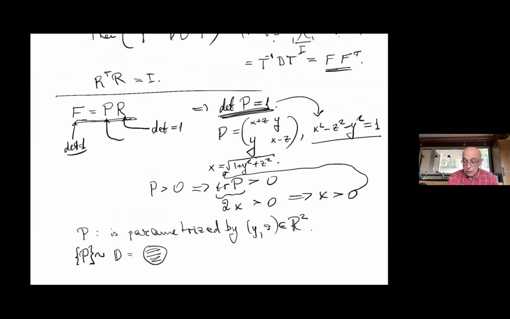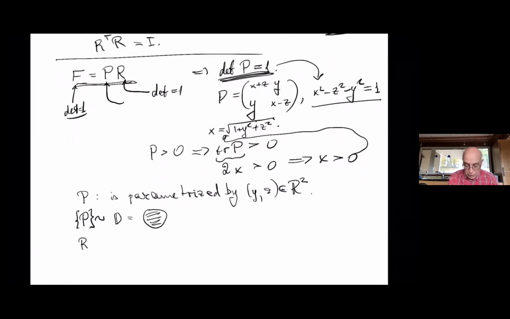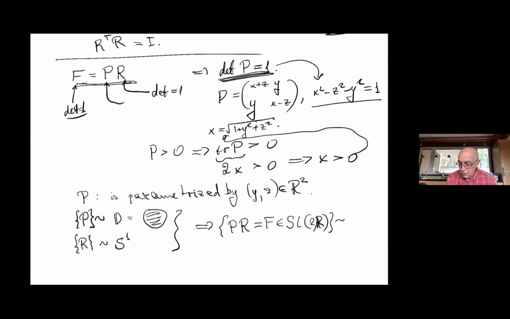Okay, now the set of all rotation matrices, as I already mentioned, is topologically a circle, because these are of the form cosine, sine, minus sine, cosine. And so, therefore, we conclude that the set of matrices PR, which is the set of all matrices F in SL2R, is topologically just the product of the circle with the unit disk in the plane, and that proves the theorem.